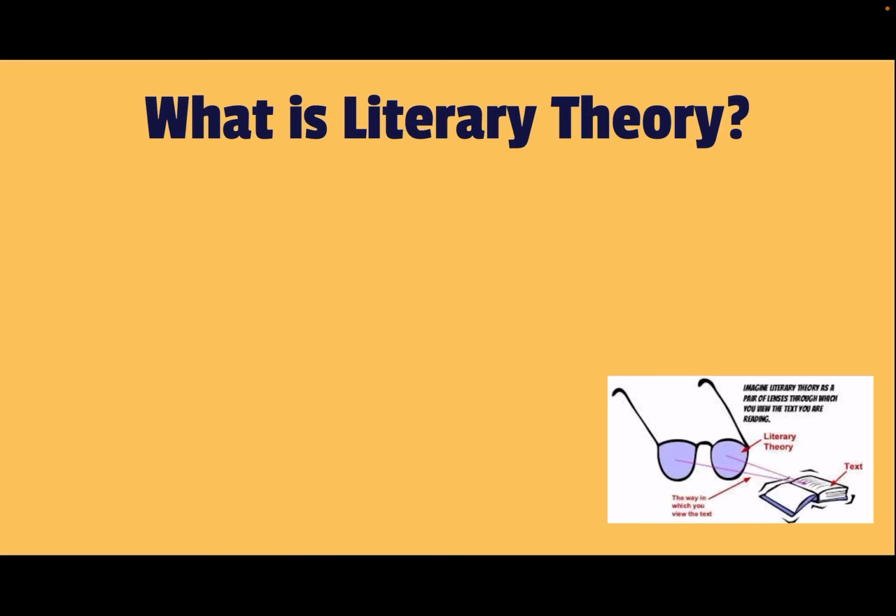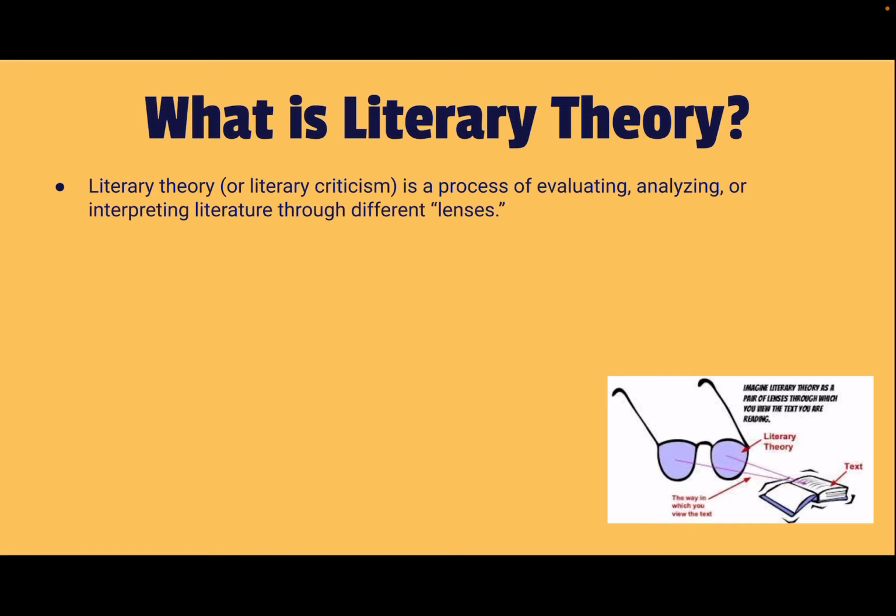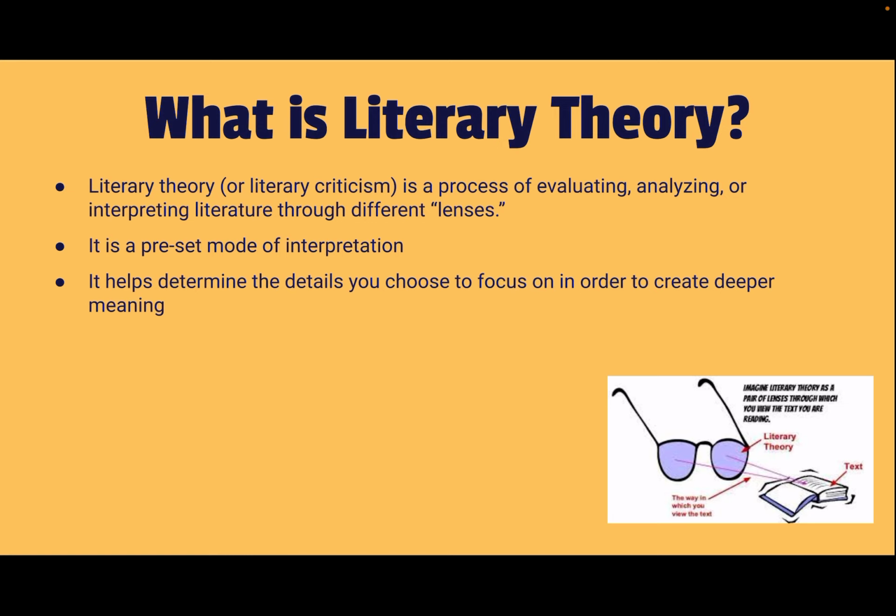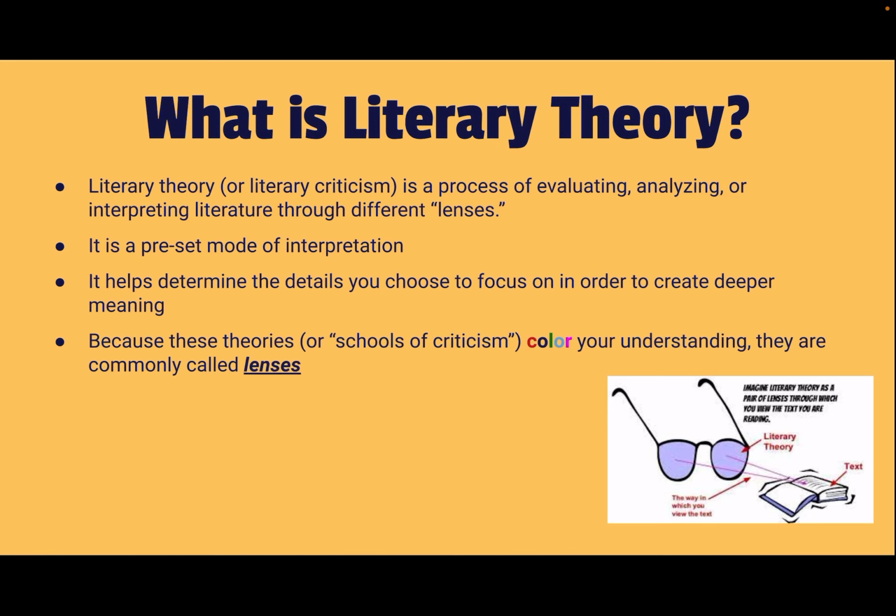So first we want to ask, what is literary theory? Literary theory, sometimes also discussed as literary criticism, is a process of evaluating, analyzing, or interpreting literature through different, quote-unquote, lenses. And the little graphic at the bottom right-hand corner should help explain why we use the word lenses. It is important to note it is a preset mode of interpretation. It can help determine the details you choose to focus on in order to create deeper meaning. Because these theories, or again, schools of criticism, used interchangeably, color your understanding, they are commonly called lenses.